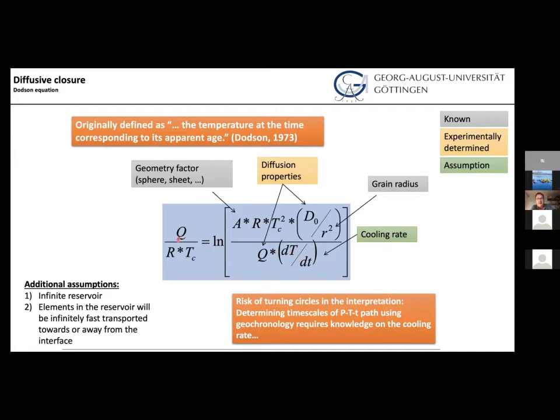The other thing is, if you carefully look at the Dodson equation, it's only justified for a number of assumptions. And one of them is you have an infinite reservoir of material. So you have an infinite reservoir of the element you want to diffuse. And as soon as you are on the boundary of your phase, the element is infinitely fast transported away in order to keep the diffusive flux up. So as soon as the element is leaving the crystal lattice, it needs to disappear in order to make space for new material. Well, and this is, of course, something that is not really true for metamorphic systems, right?